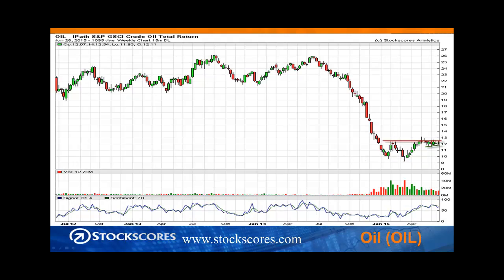Oil is stable. It's been stable for the last 5 or 6 weeks. It's trying to build a little bit of a rising bottom here, but it needs to break out of this pattern, either up through the red line, bullish, or down through the green line, bearish. Watch for that. Right now, it's complacent, boring, stuck in that little range.